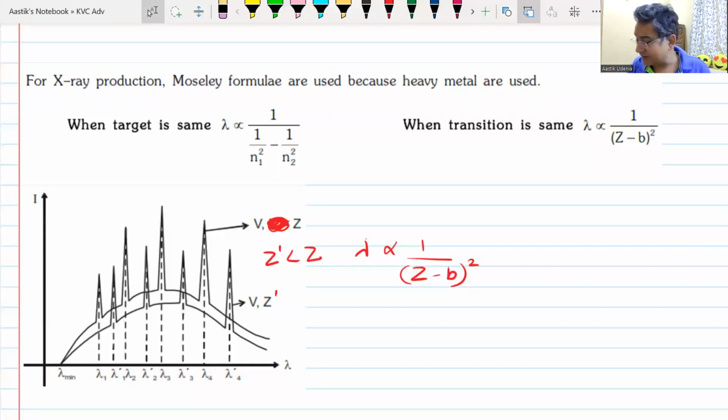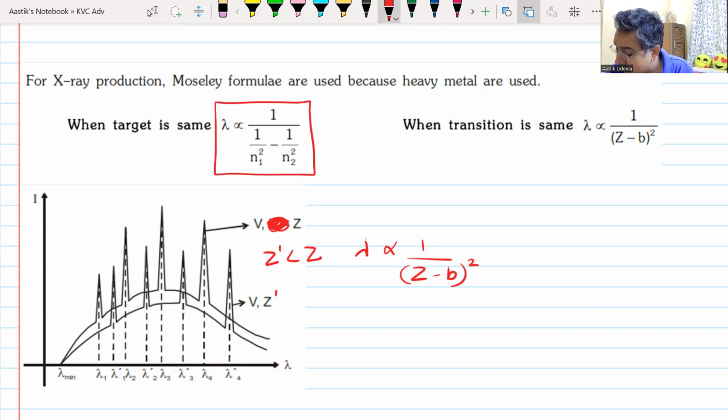Then, as you can see, you can find out the wavelength of characteristic X-rays using Moseley's formula. If the target is same, that is Z is same, lambda will be proportional to 1 by n1 square minus 1 by n2 square. Do we understand this? Yes, sir. Question is same. If a question comes of characteristic X-rays, it is same as the question that we had done in Bohr's model. What is the wavelength from 3 to 1? What is the ratio 3 to 1 to 2 to 3? We can find it out from here, yes or no?